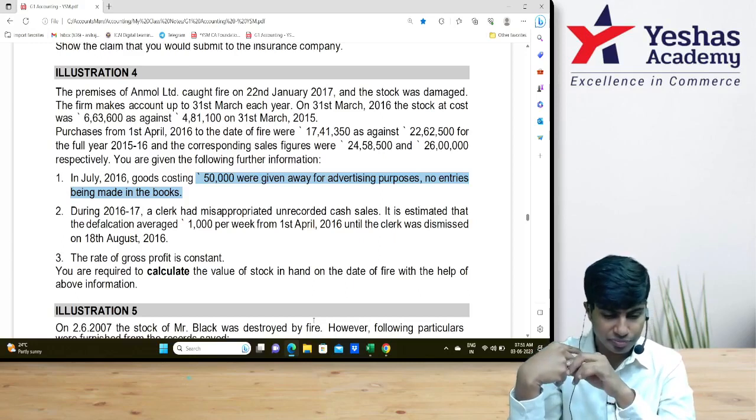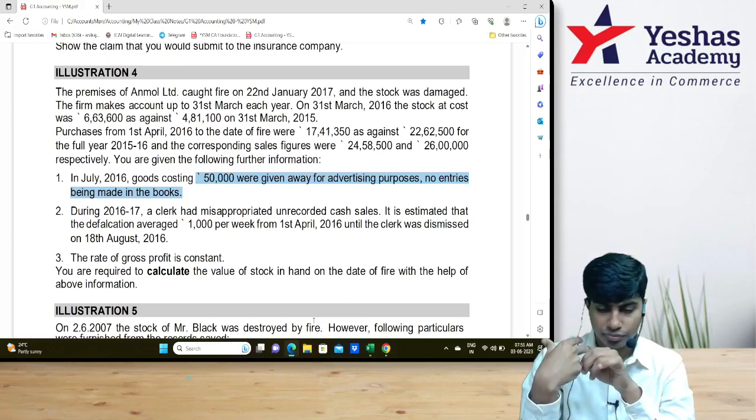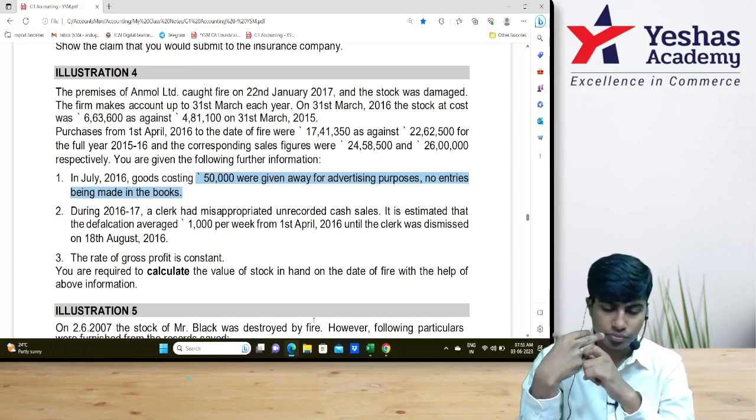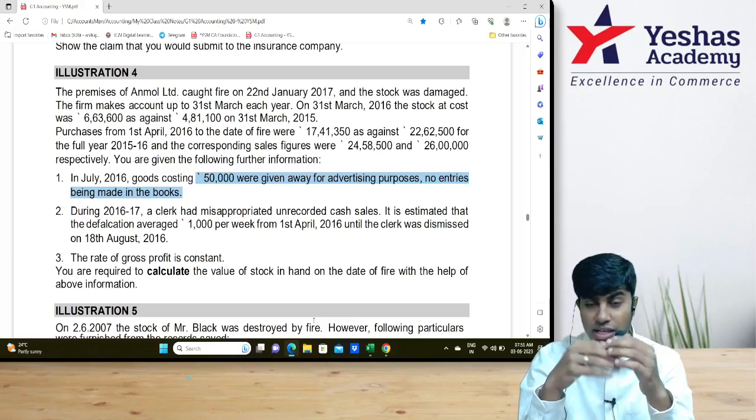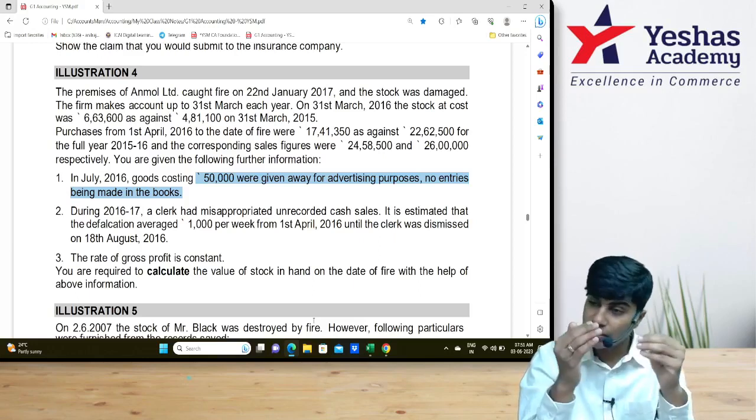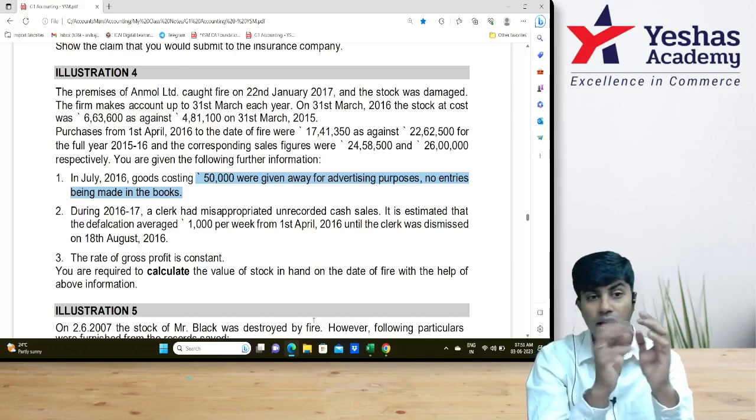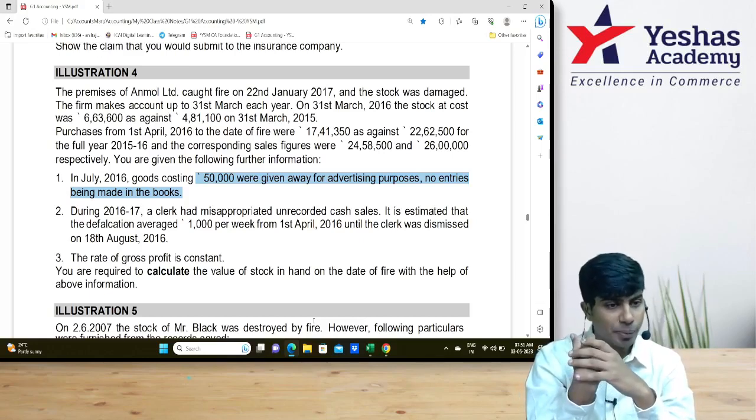What's after that? During 2016-17, a clerk had misappropriated unrecorded cash sales. So they made sales, and for those sales they received cash, no? That cash money, he took it with him. He has robbed that money.